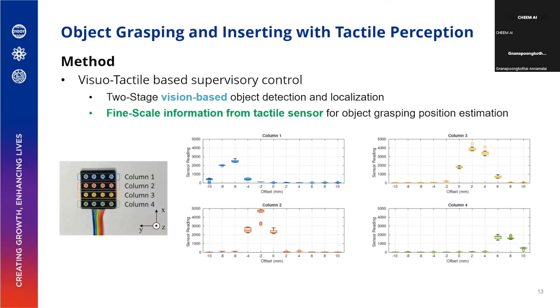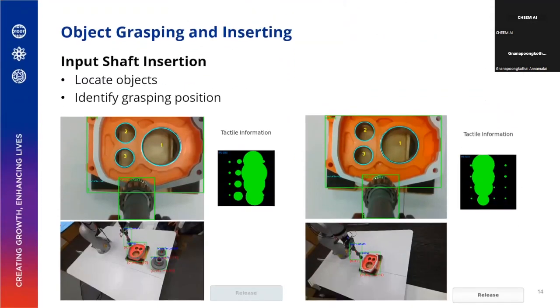So in this case, we have key information from the tactile sensor for the object grasping position estimation. Here are some tactile sensor outputs to show the relations between the offset of the grasping position and the tactile sensor output. So based on these two pieces of information, we can localize the objects, identify the grasping position, and then we can do the insertion correctly. These two figures show, if the grasping position is different, how the tactile sensor output looks like.